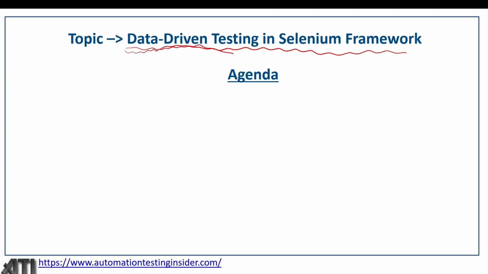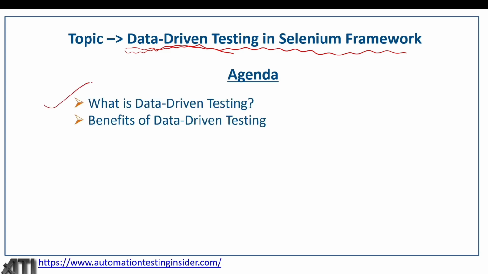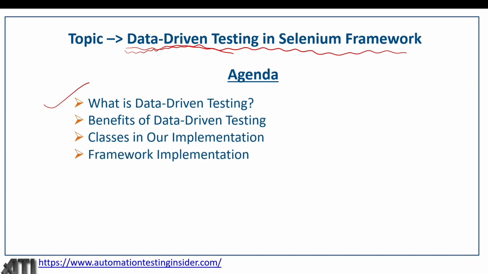So let's have a quick look at the agenda, and then we'll talk about some theoretical stuff before moving towards the actual implementation. We'll talk about what data-driven testing is, the benefits of data-driven testing, and the different utility classes in our framework that we are going to use to achieve this. And I'll show you the complete setup, or the implementation, in a detailed way. We'll write the code properly and I'll show you how we can achieve this data-driven testing.